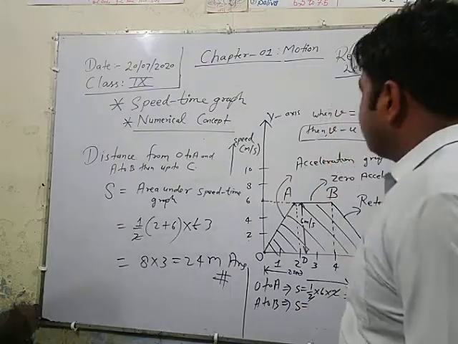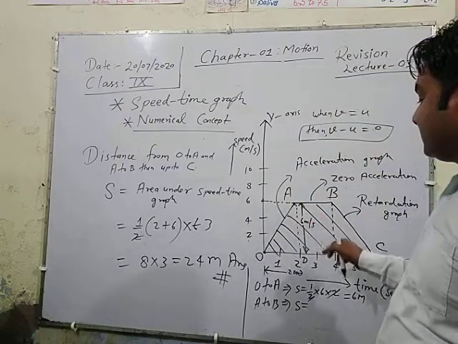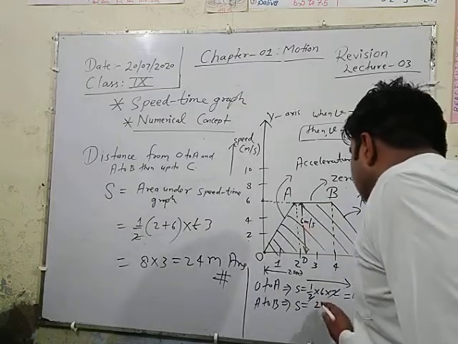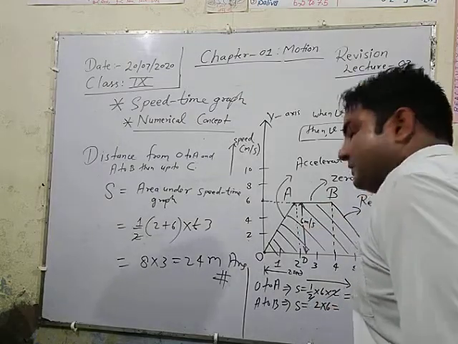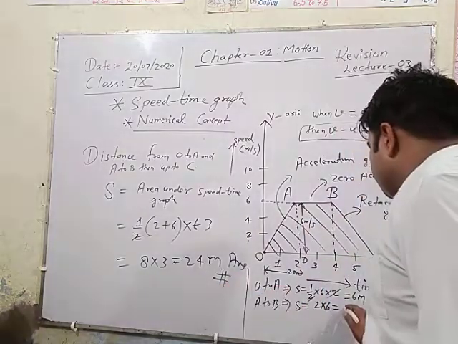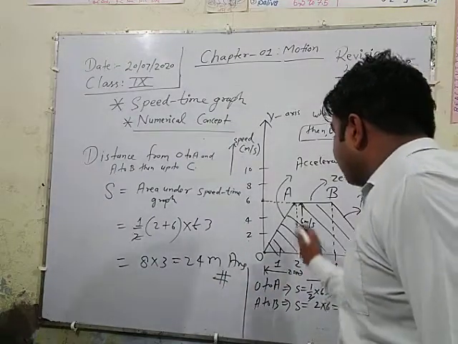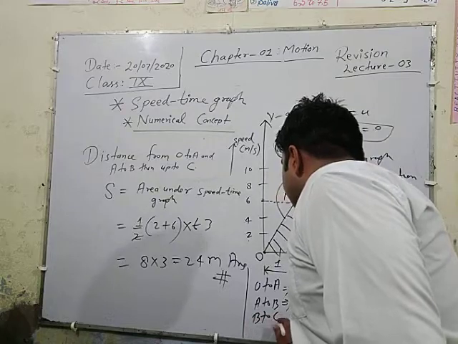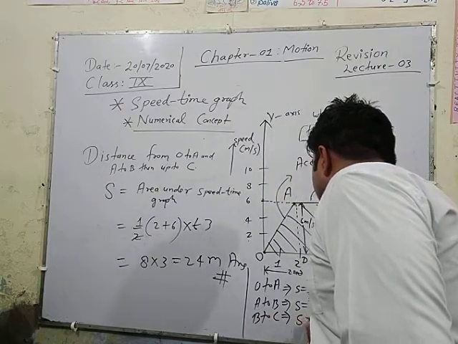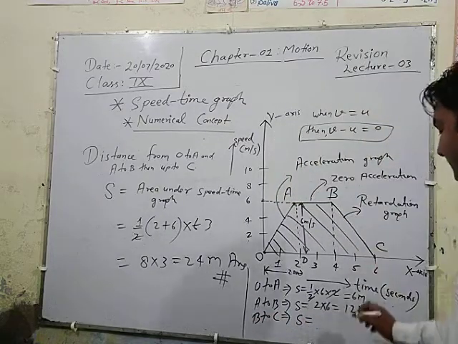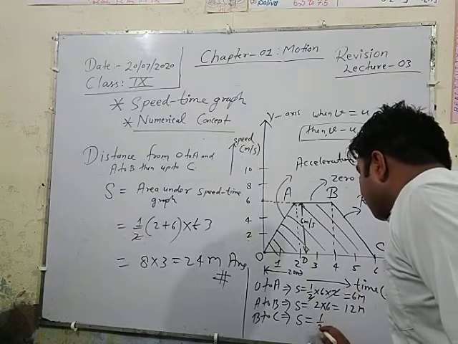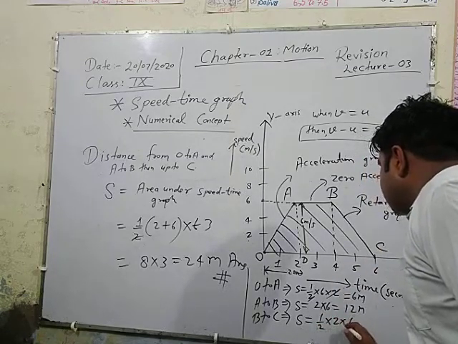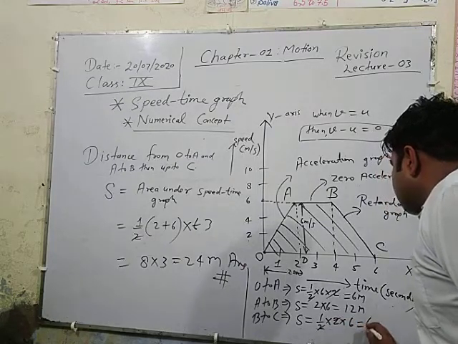And A to B, distance S is equal to, this is a shape of rectangle. So this one 2 and this one 6. So 2 into 6, rectangle area, that is length into breadth. So 2 into 6 is equal to 12 meter. And from B to C, again triangle, distance S is equal to half base multiply height. So 1 upon 2 into base 2 into height 6. So 2 cancel, that is equal to 6 meter.